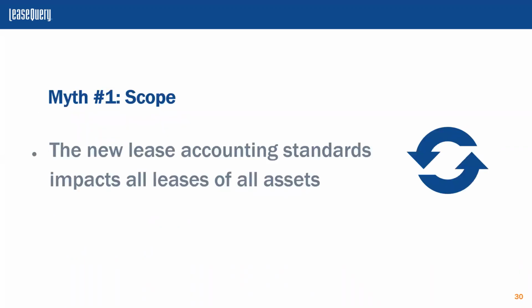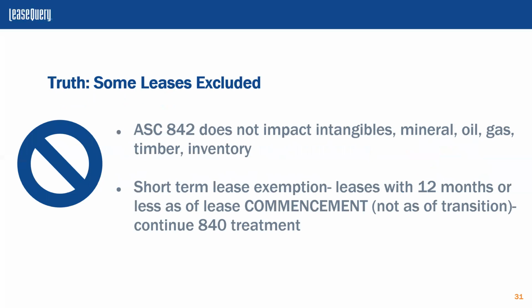First one, the scope of this: the new lease accounting standards impact all leases of all assets. Well, this one's true, but there's some false to it, I guess. There are certain leases that get excluded. So it does include all leases unless you're intangible or short term. So intangibles as well as living assets. As you can see, timber, livestock, things like that, are not going to be leases. However, you will exclude those. You'll also exclude short term.